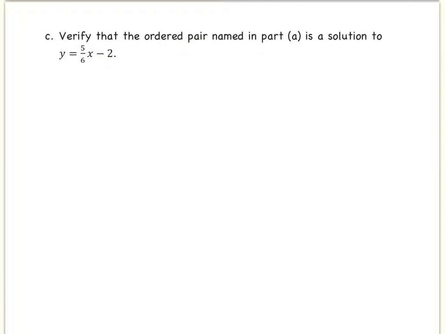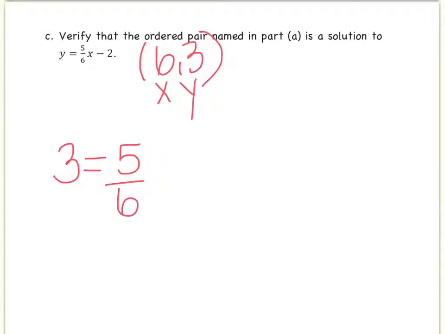So now we got to go ahead and verify that our ordered pair 6, 3 is also a solution to our equation y equals 5/6x minus 2. So again, same thing. I'm going to plug in my x value and my y value. So I have y is 3 equals 5/6 times x. And my x value is 6, minus 2.